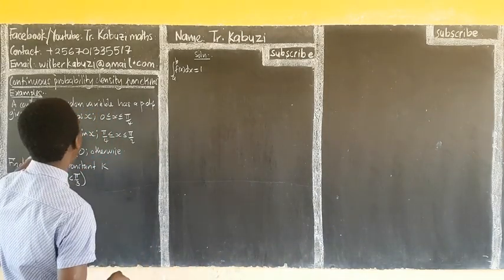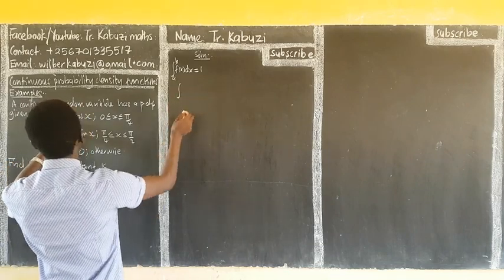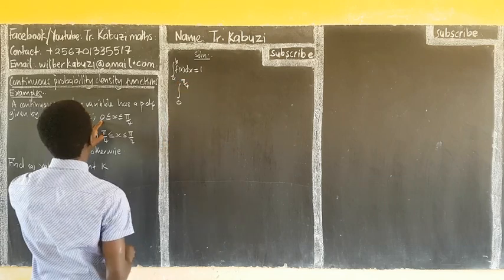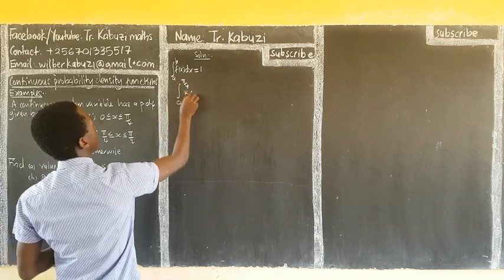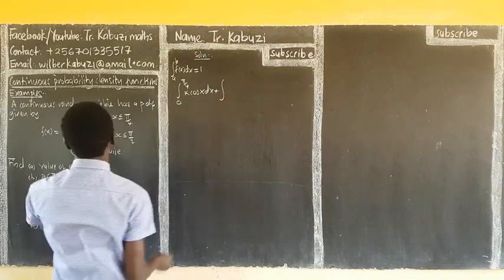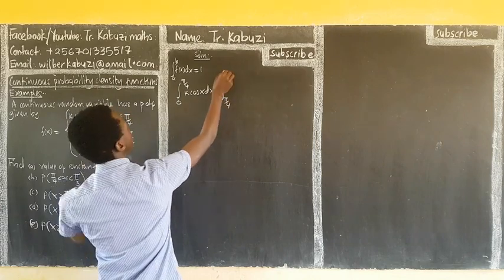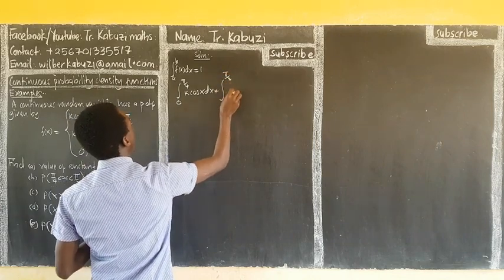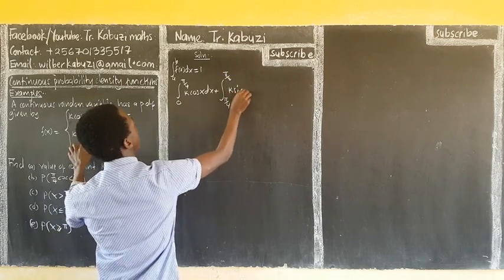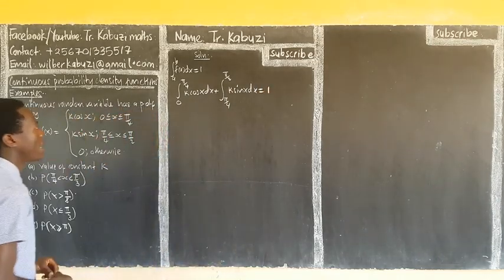Now we have two PDFs here. So I'm going to say, from the one that is starting from 0 to pi over 4, the PDF is k cos x dx, plus then from pi over 4 up to pi over 2, the PDF here is k, and adding all that we shall get 1.